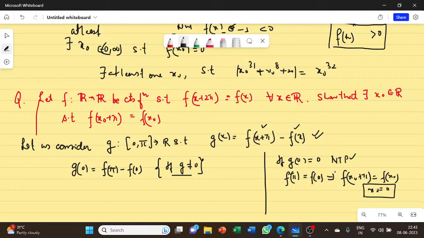If g0 equal to 0, then there is nothing to prove, because if g0 equal to 0, then f pi would be equal to 0. And if f pi is equal to 0, then obviously it is satisfying this expression with x equal to 0. So what about g pi?